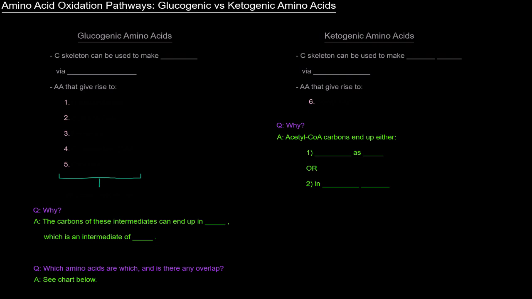In the previous video, we talked about, or at least we mentioned, glucogenic and ketogenic amino acids, and in this video, I'm going to define them and talk about them a little bit. So when I think of glucogenic amino acids, I think about how their carbon skeleton can be used to make glucose via gluconeogenesis.